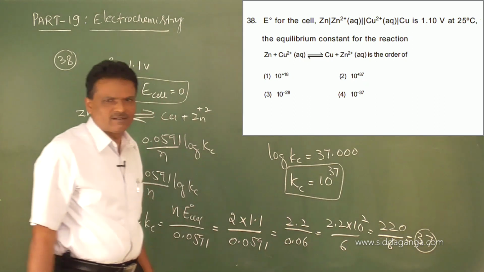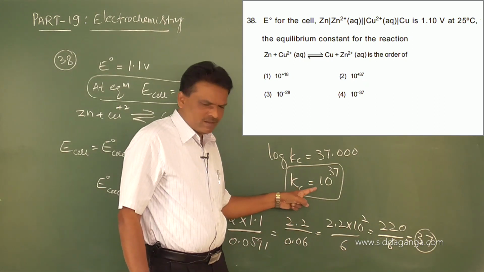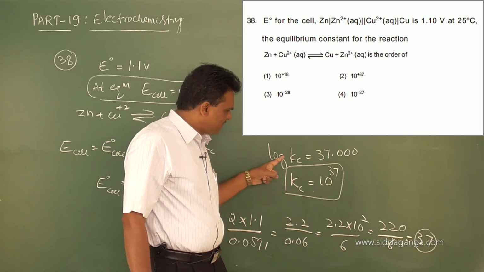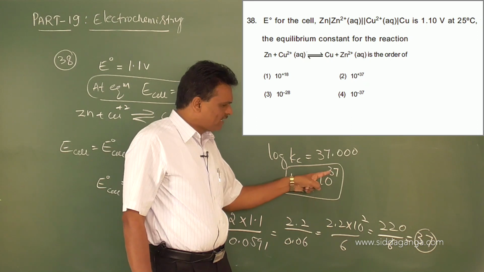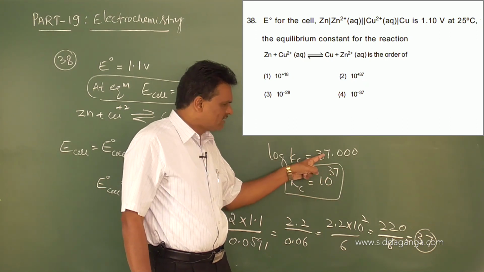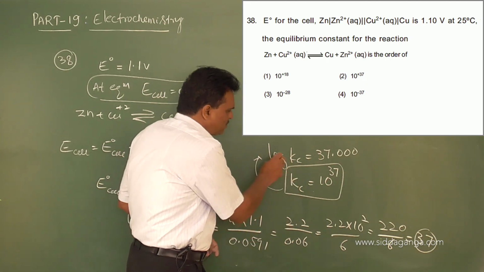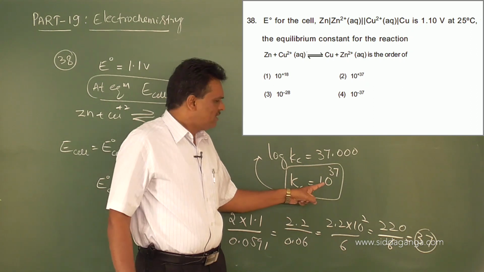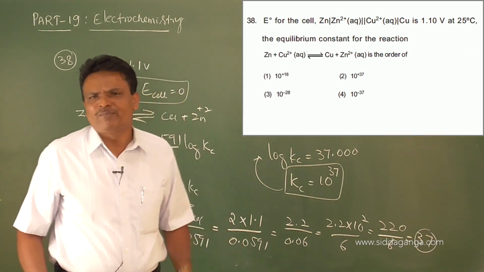This is your answer. Now apply log to this: log Kc is equal to log 10 to the power of 37. What is the value of log 10 to the power of 37? 37 log 10, and log 10 value is 1, so 37. You get the same answer. So applying log, your answer is 10 to the power of 37 order.